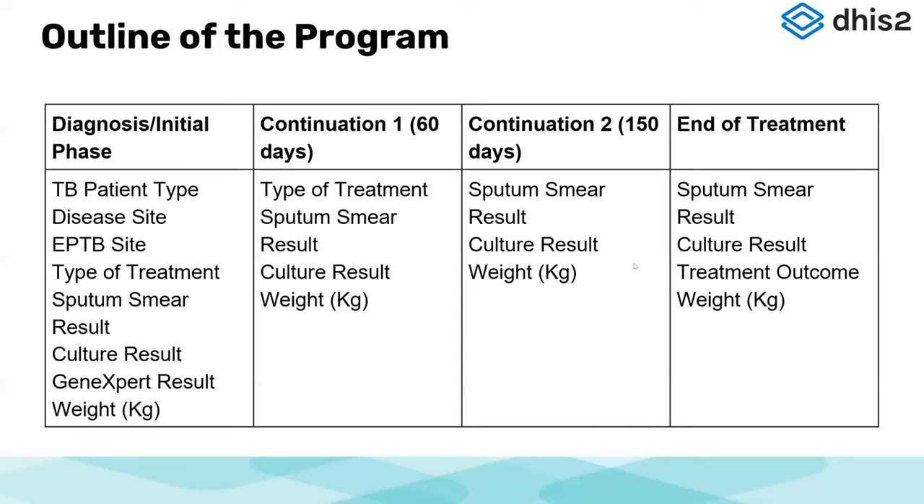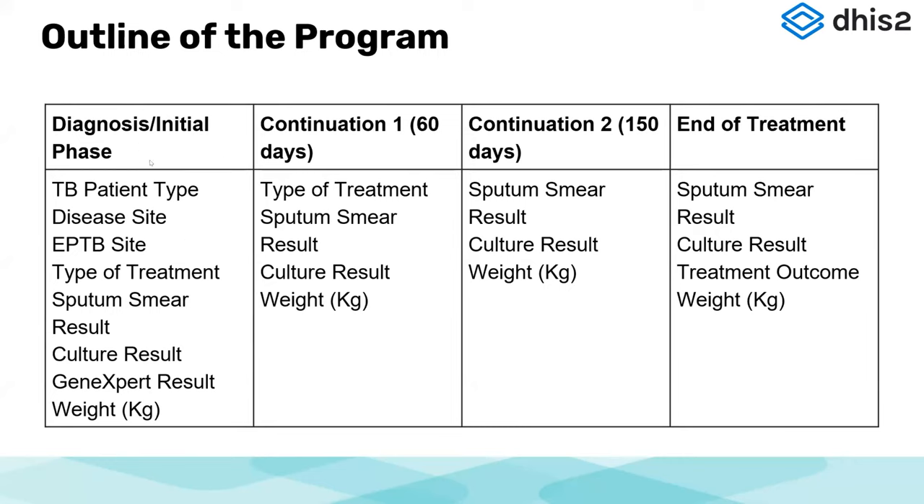So let me go back to the slide about the overview of the arrangement of the program stages in our TB program. If you can recall, we identified 4 different program stages in this TB program: diagnosis, continuation 1, continuation 2, and end of treatment. You can also recall that the data elements we are capturing in each of these program stages are different, and none of these program stages are repeatable.